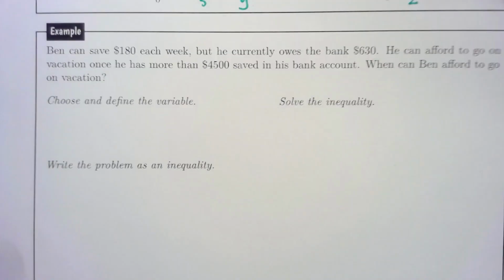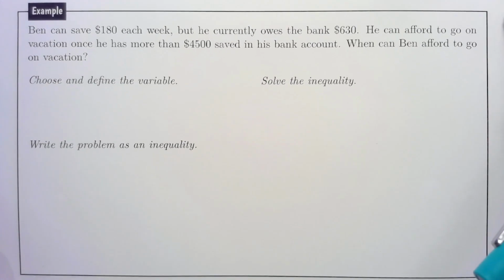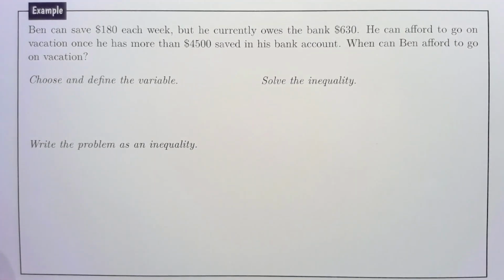Let's look at one final example that we might use an inequality for. Ben can save $180 each week, but he currently owes the bank $630. He can afford to go on vacation once he has more than $4,500 saved in his bank account. When can Ben afford to go on vacation?